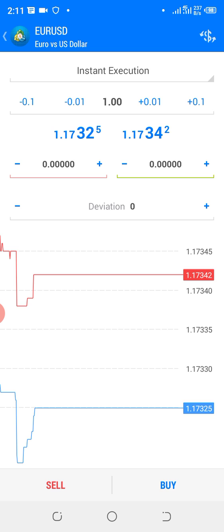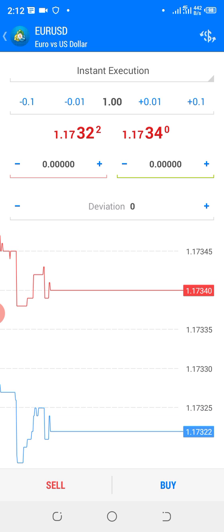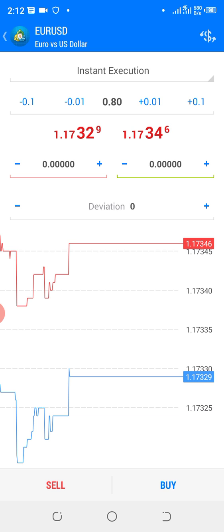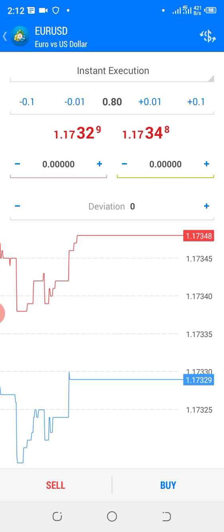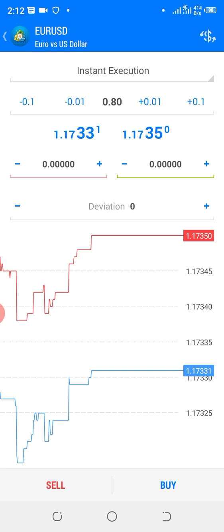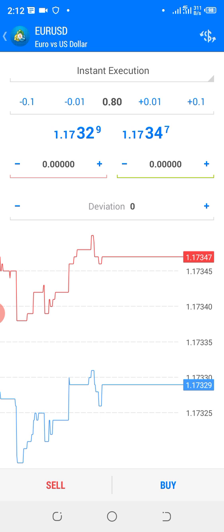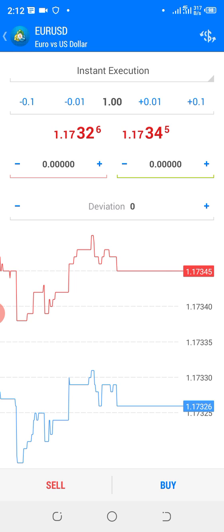Can you see the way I'm editing? At your left, you have minus 0.1 and minus 0.01. That means if you want to subtract 0.1, you click on minus 0.1. See, now it's 0.9. If I click on minus 0.1 again, it's 0.8. And if I want to add, at the right hand side you see plus 0.1 and plus 0.01. If I want to add one lot size, now I can add it, so it's 0.9. Then if I want to add another micro lot, it's 1 lot.